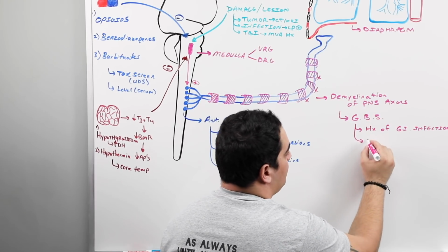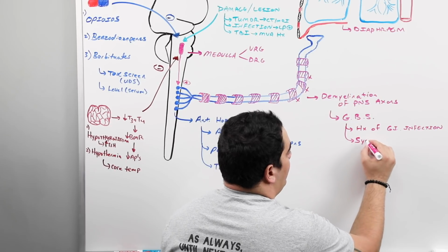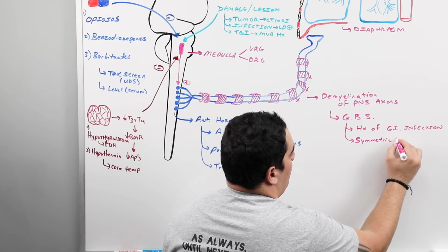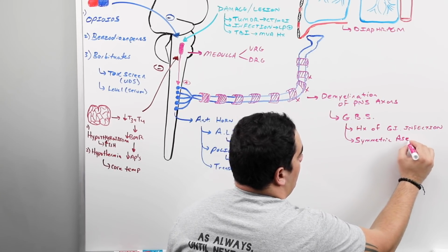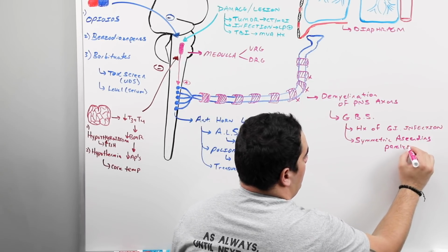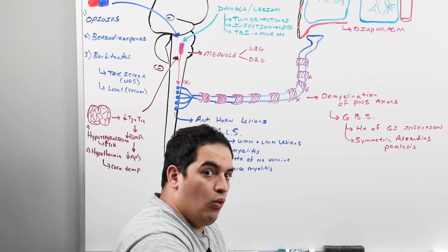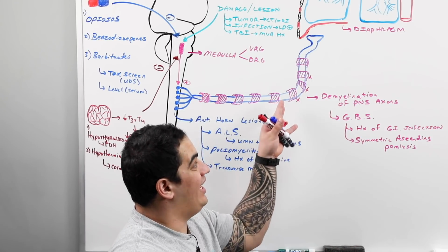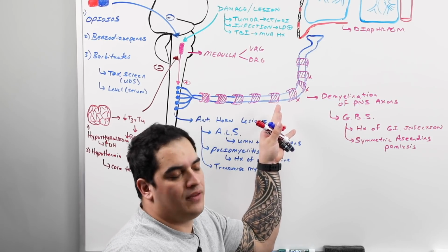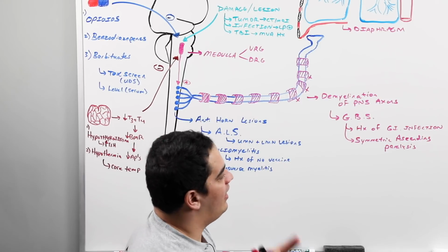And then also the classic sign is a symmetric ascending paralysis. So they usually start at the lower extremities and start working their way up, eventually before they even get to the muscles or nerves that are actually responsible for stimulating the diaphragm and the intercostals. So something to think about there.